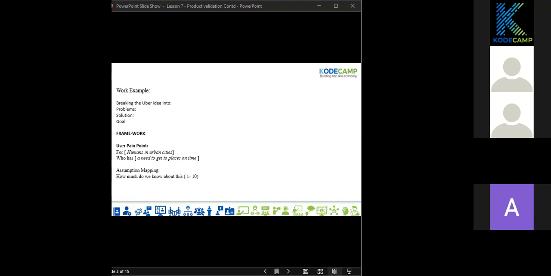Want to know how much you know this. You have to rate this from 1 to 10. How well do you think you know this idea from what you have? On the other hand, the next one, so that's under problems, right?